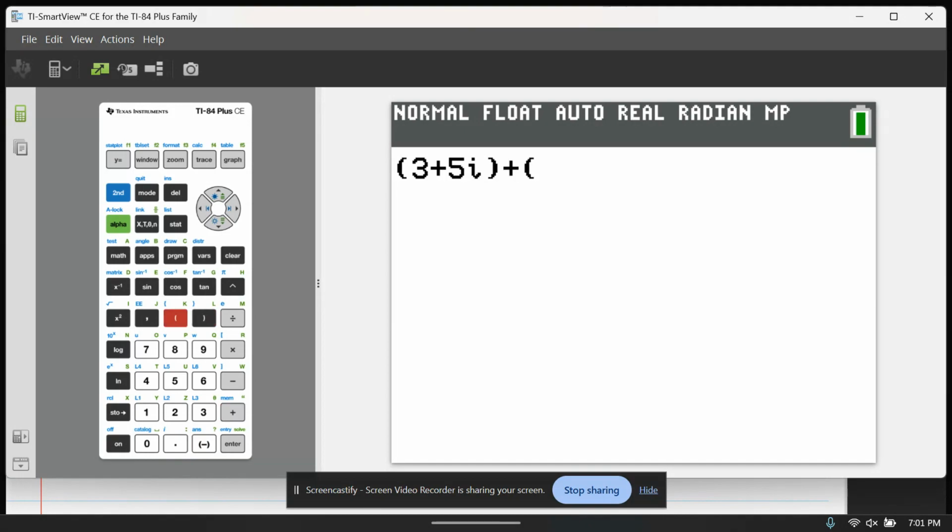Close the parentheses. Plus parentheses 6 minus 2, second decimal point to get the i, close the parentheses. And if you hit enter right here, it's going to work this out, and you should get 9 plus 3i. Woo! Isn't that nice? Get the complex number done for you. So if you want to use the calculator for this, I'm okay with that. There's nothing wrong with it. You've got a tool in your hands that does that. Okay?